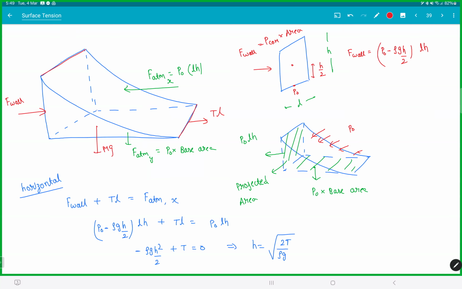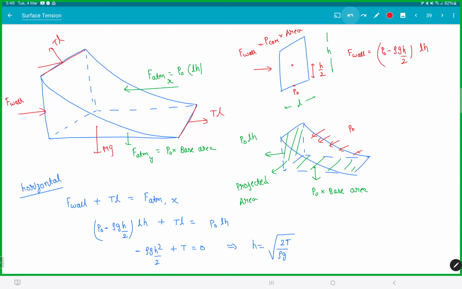This TL, instead of being straight, this TL will be at an angle. So a horizontal component will also come. So in this case we will add a horizontal component also, TL cos theta whatever. Clear? Bas, this is what you are trying to learn.